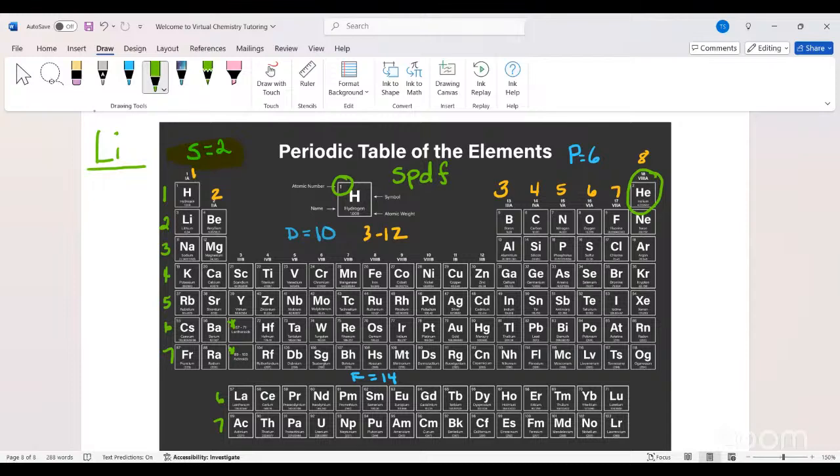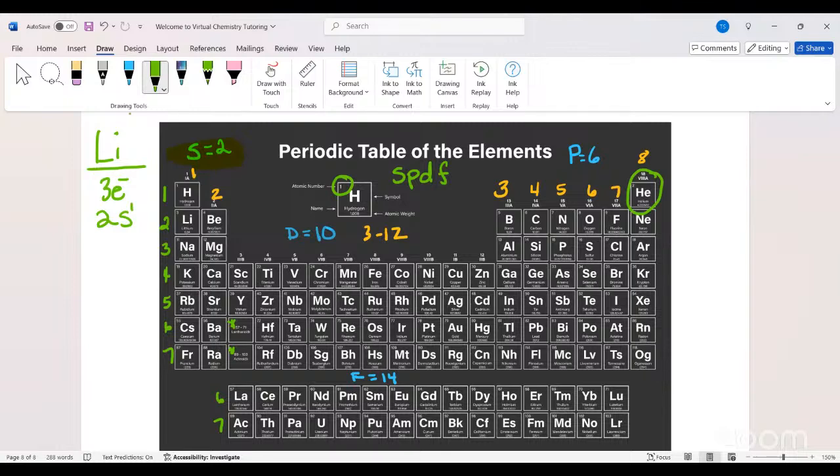Let's look at lithium. Lithium right here. I'm coloring it right here. You see that? I just put a little dot over lithium. Lithium has 3 electrons. Lithium is in the second period. You see that 2 beside lithium? It's in the second period. Lithium also is a part of the S block. S as in Sam. It's in the S block. It's in the first one at that.